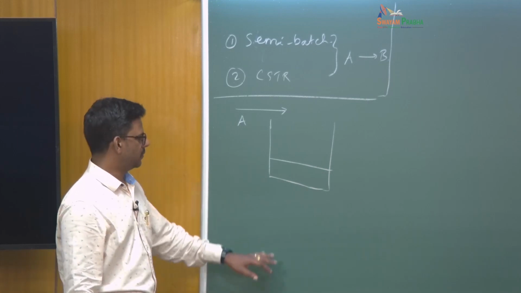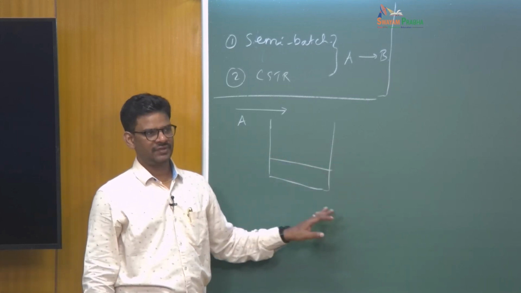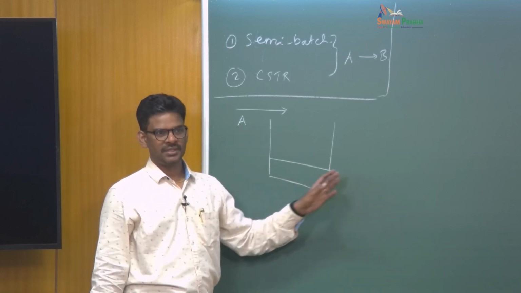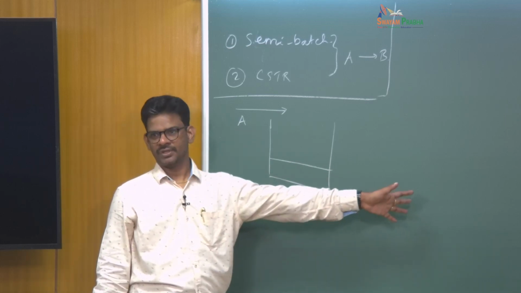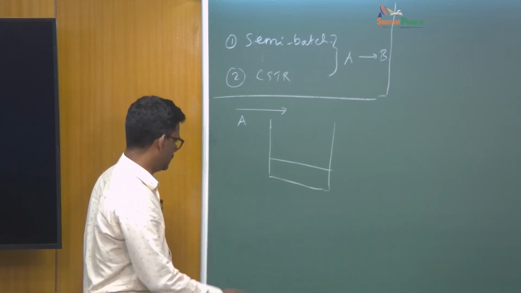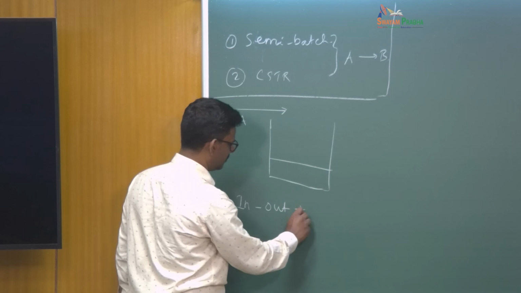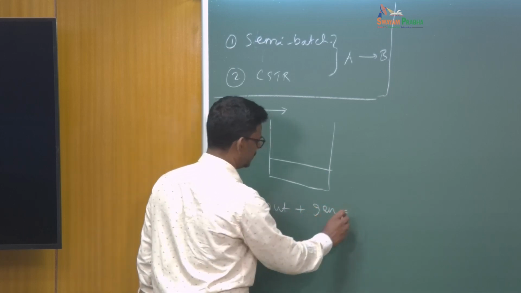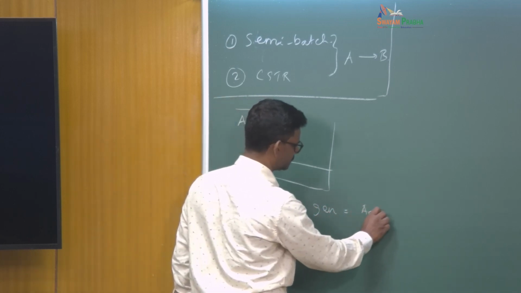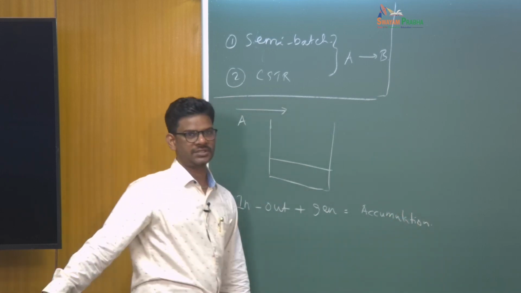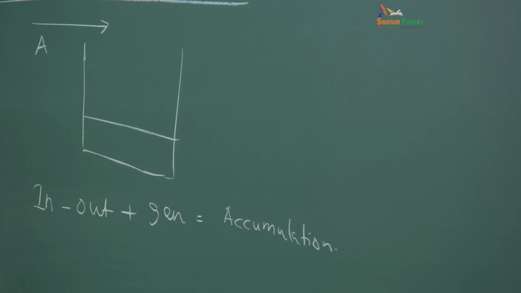What we do in such a problem is write a mass balance. We write what is coming in, what is leaving out, how much is generated, and that should be equal to accumulation. So we say in minus out plus generated must be equal to accumulation. We write what is called a mass balance or a mole balance.